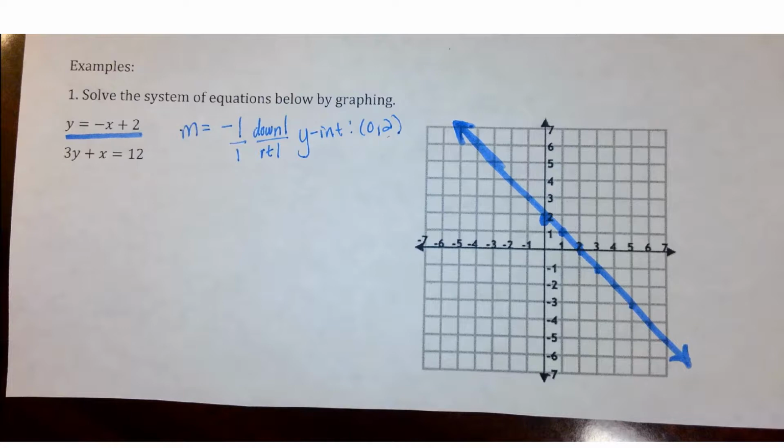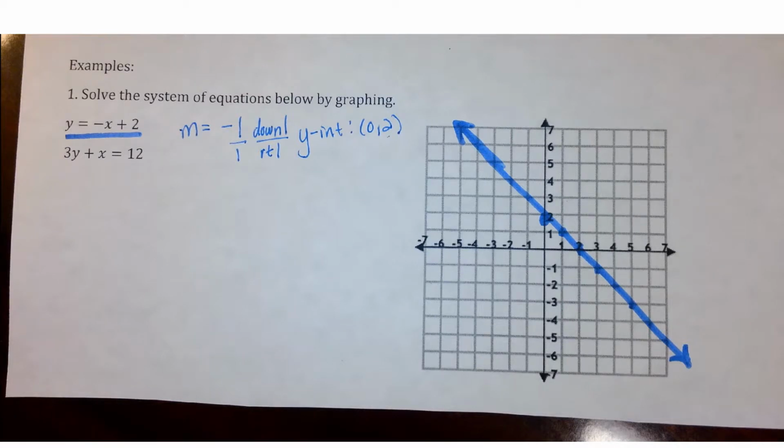Okay, so I am no artist, but we're going to get a good idea of what happens here. Okay, so that's that first line. Now the second line, we have to do a little more work because it is in standard form. Standard form being ax plus by equals c, and actually this one's just a little bit turned around because we have the y coming first.